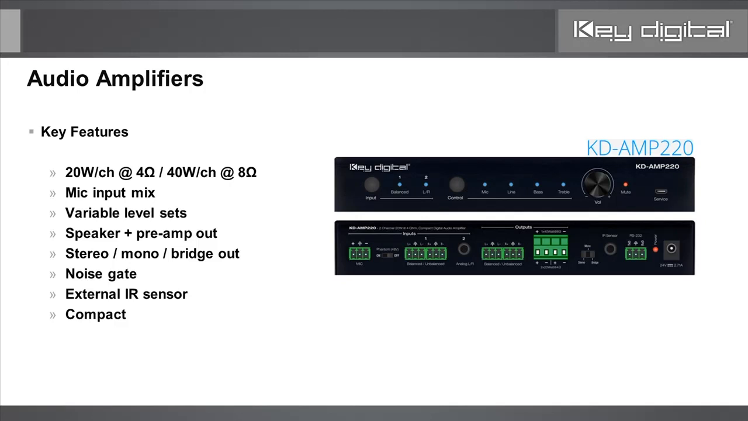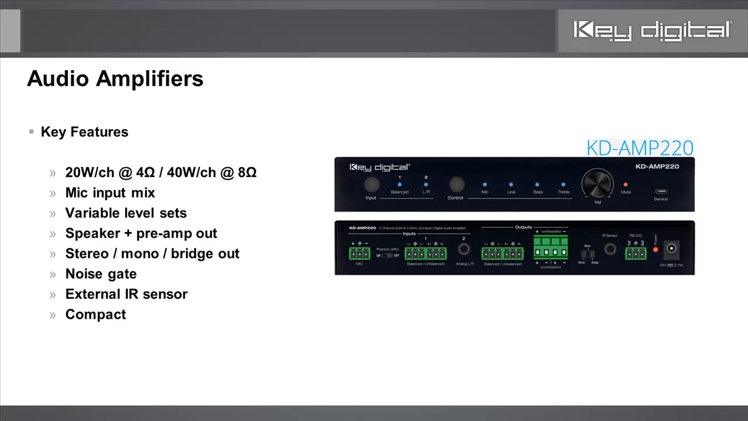And you have 2 analog inputs, one on balanced unbalanced 6-pin Phoenix, and another on a TRS 3.5mm stereo plug. And the output of the AMP 220 is always a mix of the microphone with the selected either input 1 or input 2 audio source. On the output side, you do have a balanced unbalanced pass-through of that audio. You also have your speaker outputs for speaker level audio. There's a noise gate, an external IR sensor, so we see on the rear of the unit the 3.5mm plug, and that's because we include an external IR sensor that's on a 6-foot wire.